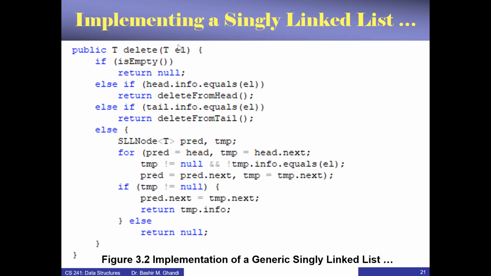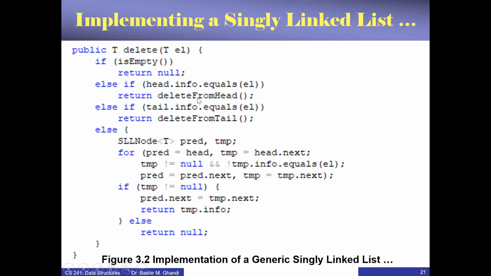It is called delete from head. So if that is the case, just call delete from head. Remember, delete from head is not void as well. It's going to give us the info in that node. So return the result of calling delete from head. Okay, return delete from head. So this is the second scenario.